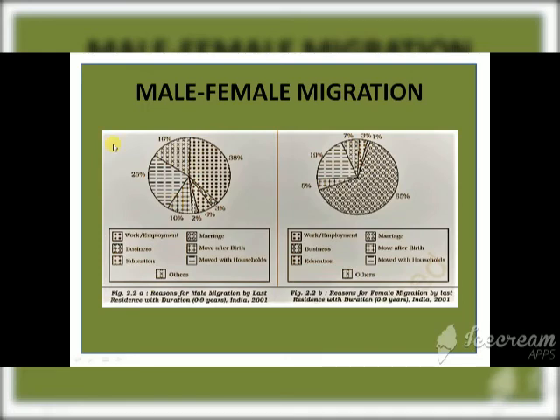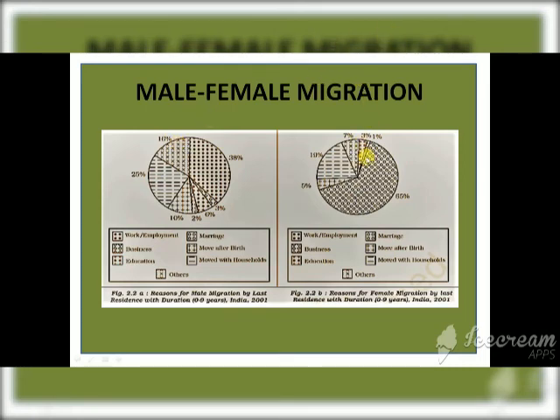Here in this particular chart you can see that this is for male migration and this is for female migration. So 38% of male migration takes place because of work or business, then 6% because of education, then only 2% because of marriage, which takes place in Kerala and Meghalaya, then 10% because of move after birth, then 25% moved with household, and the remaining 16% for some other reasons.